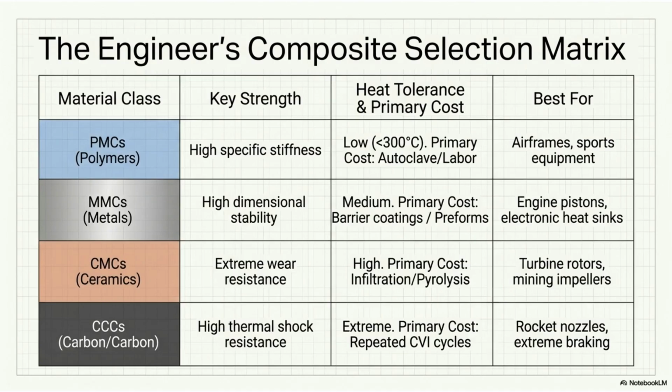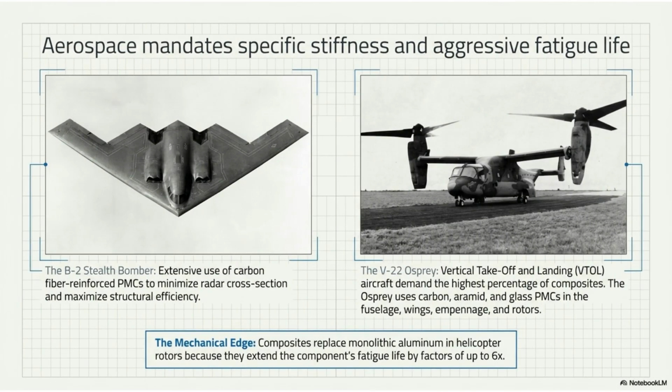PMCs are best for airframes, MMCs for engine pistons, CMCs for turbine rotors, and CCCs for rocket nozzles and extreme braking applications. Aerospace mandates specific stiffness and aggressive fatigue life. The B-2 stealth bomber uses extensive PMCs to minimize radar cross-section.